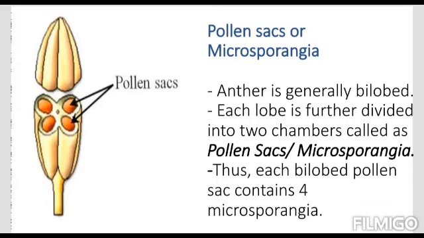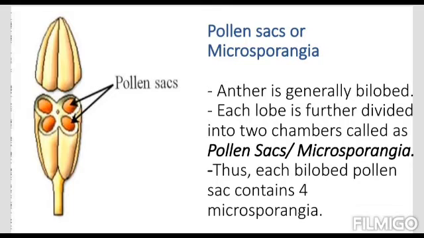This bi-lobed pollen sac has two lobes, and these two lobes are attached to each other through a connective tissue. This connective tissue is named the connective. This connective is a completely sterile part. All other parts of this microsporophyll are reproductive in nature.